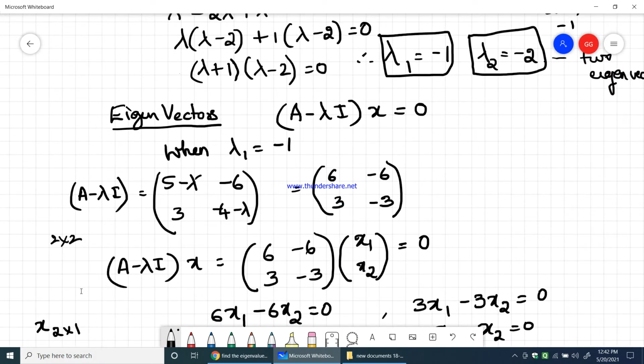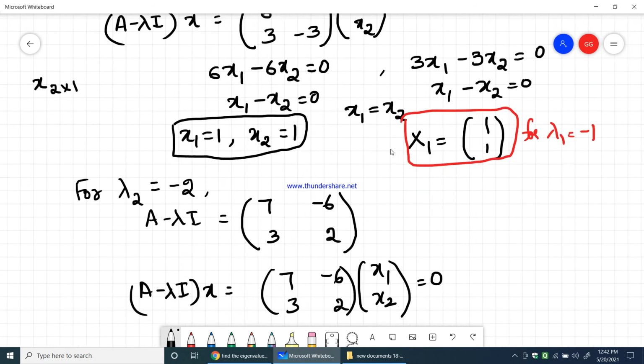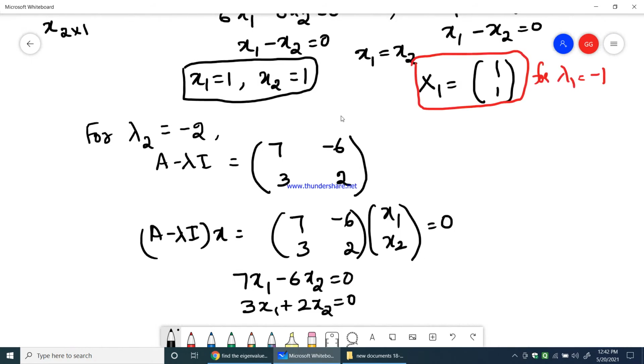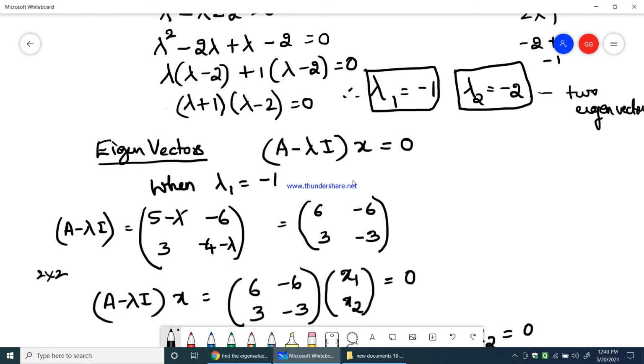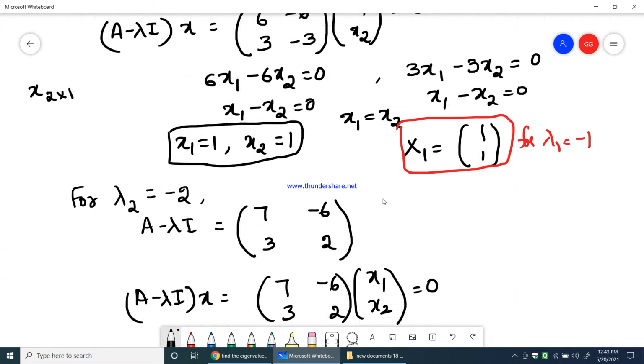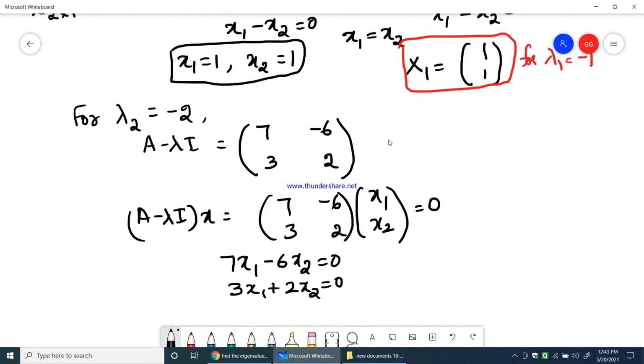One second. I think a small correction, because what we are getting here is lambda 1 equals minus 1, and lambda 2 is equal to plus 2. Sorry, this is plus 2. Lambda 2 is plus 2. Okay, so therefore 5 minus 2 is 3. I think there is a small correction. While finding the eigenvalue I made a mistake.